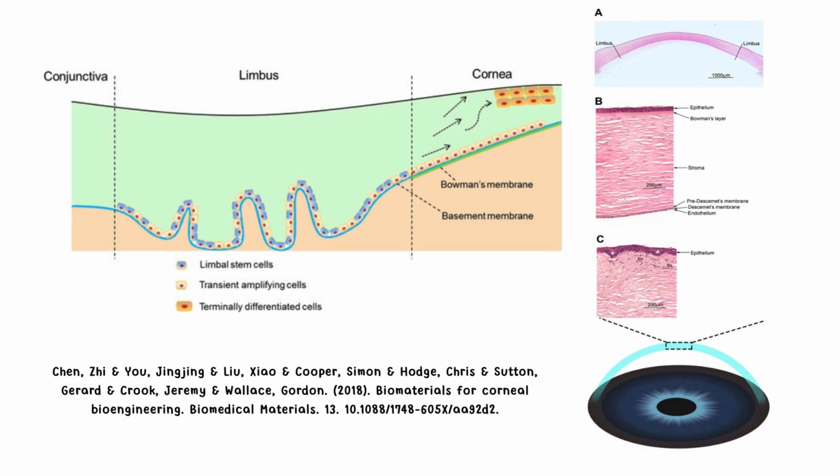The basement membrane of corneal epithelium, located between the basal epithelial cells and the stroma, is a specialized extracellular matrix crucial for anchoring epithelial cells, facilitating migration, differentiation, and maintaining epithelial phenotype.